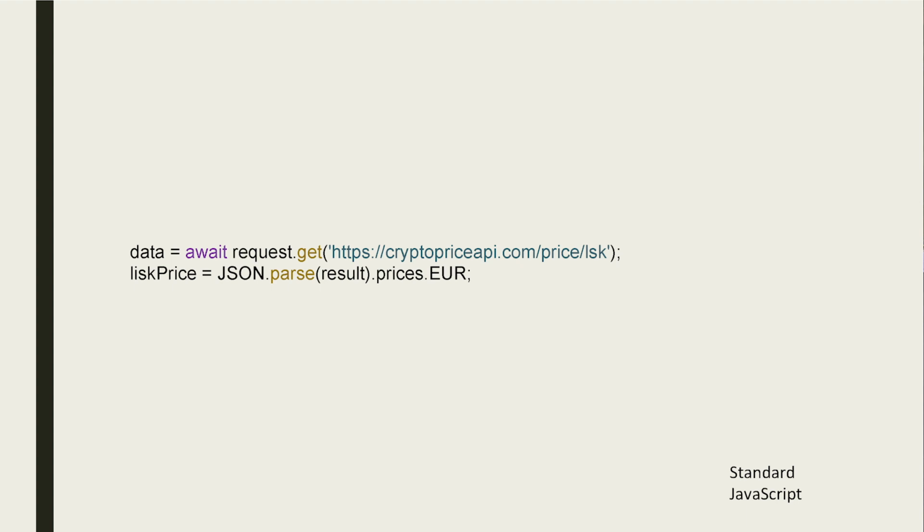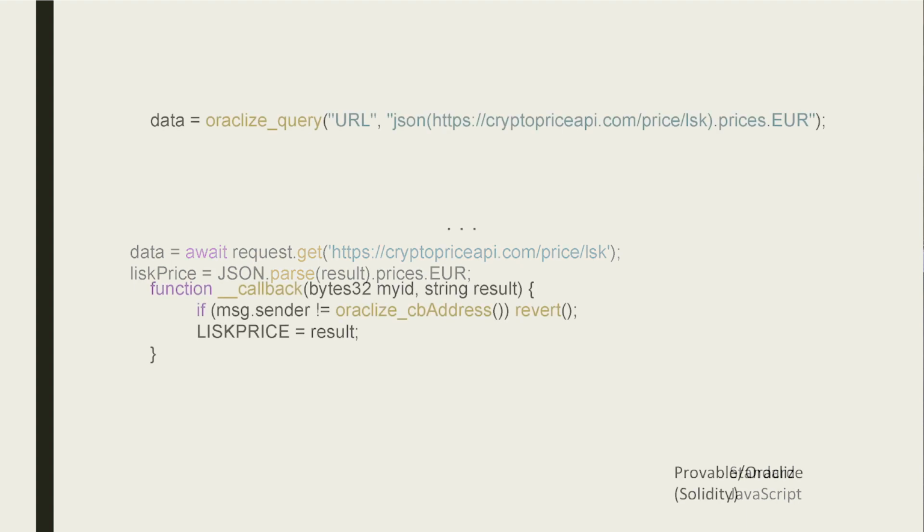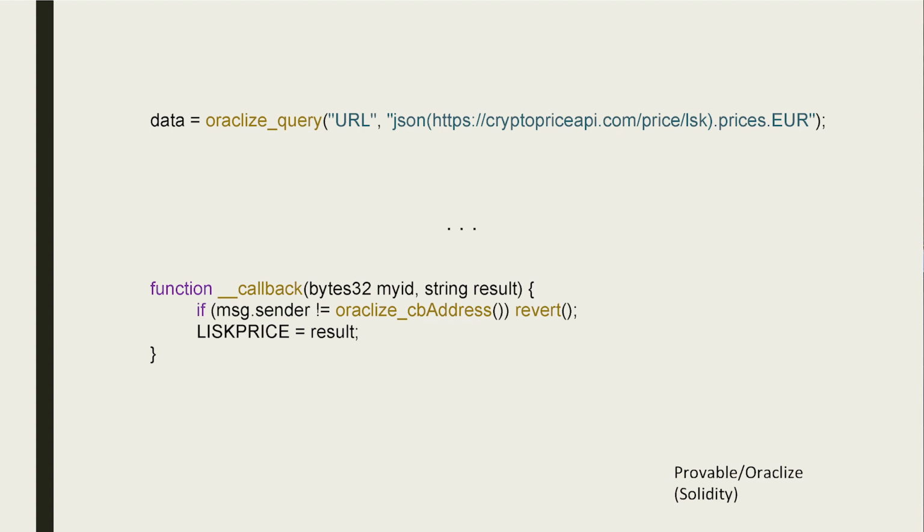And so if we look back at this example, we can immediately see the problem. There is a single point of failure. There's this cryptopriceapi.com. And if that goes down, our application will cease to function. And here's an example in Provable/Oracleize, and it's one of the most popular solutions on the market right now for connecting blockchain applications, particularly those on Ethereum, to the internet.